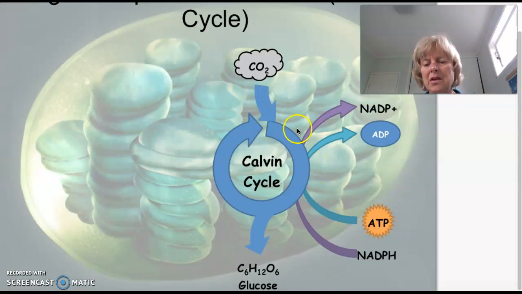So as a result of the Calvin cycle, we get a molecule of glucose. The ATP gets changed into ADP as it gives up its energy, and the NADPH gets changed back into NADP as it gives up its hydrogen. NADP and ADP then go back to the light reaction, and ADP gets transformed into ATP again, and NADP plus picks up more hydrogens.